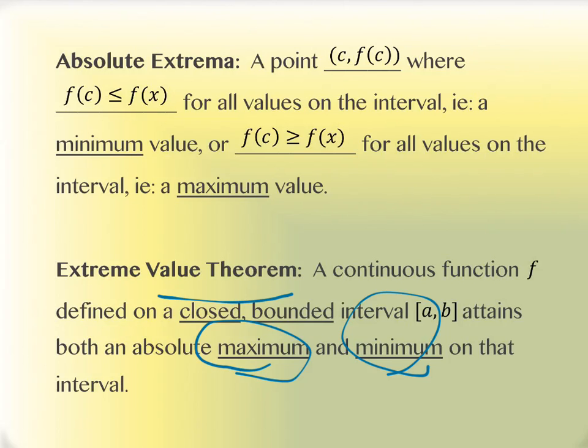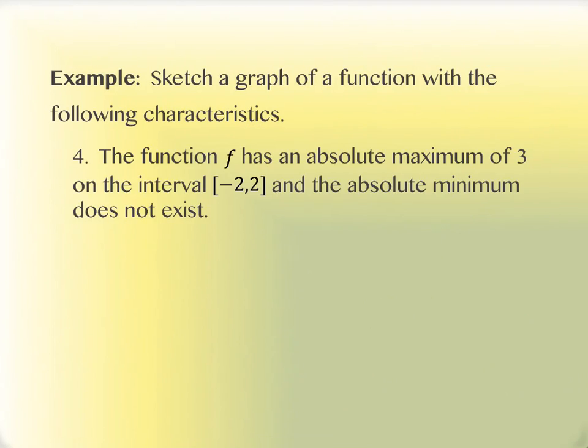Notice that this says on a closed bounded interval. When it tells us that the minimum does not exist, it doesn't say it doesn't exist on the interval negative 2 to 2. Do you guys see that? It says it doesn't exist in general. So when I'm taking my graph, I think parabola is a great way to think about this one.